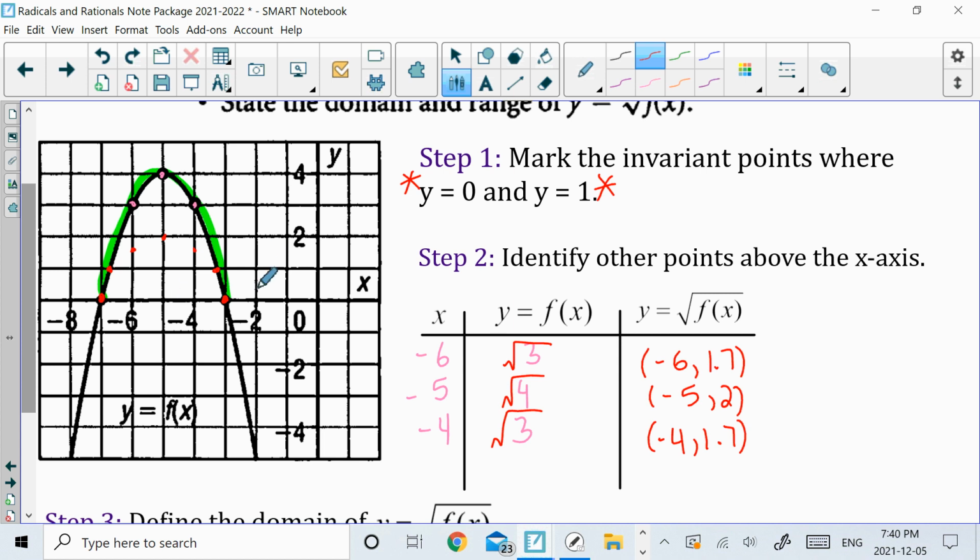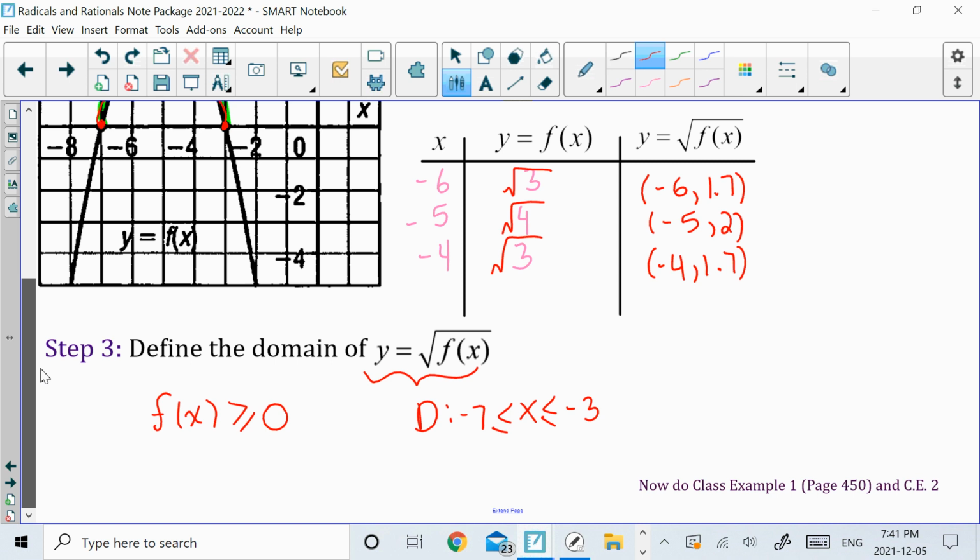You're going to join these points with a nice smooth curve, and the concavity of the curve is called concave down. Calculus is going to explore concavity. But that is what the graph of your radical function would look like. And then again, if we compare that to the domain that we had originally found, it matches. The domain is less than or equal to -3, greater than or equal to -7. In interval notation, this would be your domain.